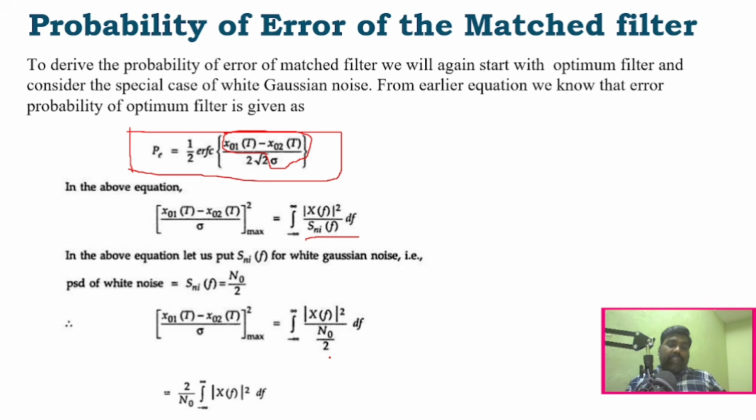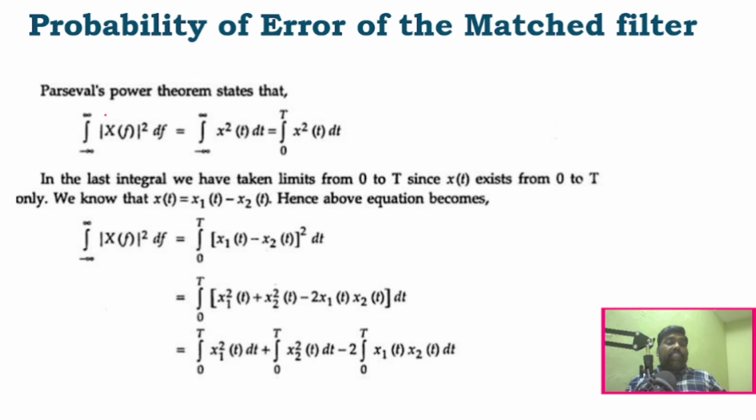And if you substitute that particular value here, we can write this expression as 2 by N0 times the integral from minus infinity to plus infinity of modulus of X(f) squared df. Right? And this can be related to Parseval's theorem. What is Parseval's theorem? You can see here, the integral from minus infinity to plus infinity of modulus X(f) squared df can be written as the integral of x squared of t dt. Right?